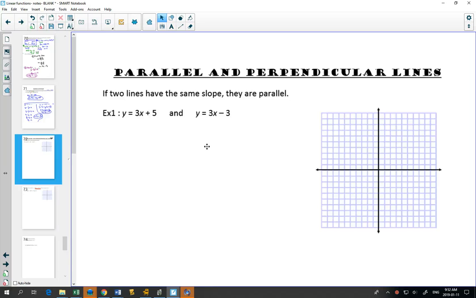In today's lesson, we look at some important definitions of what it means for two lines to be parallel and what it means for two lines to be perpendicular. Have you heard those words before? Parallel and perpendicular. Okay? Parallel means going right beside something else.